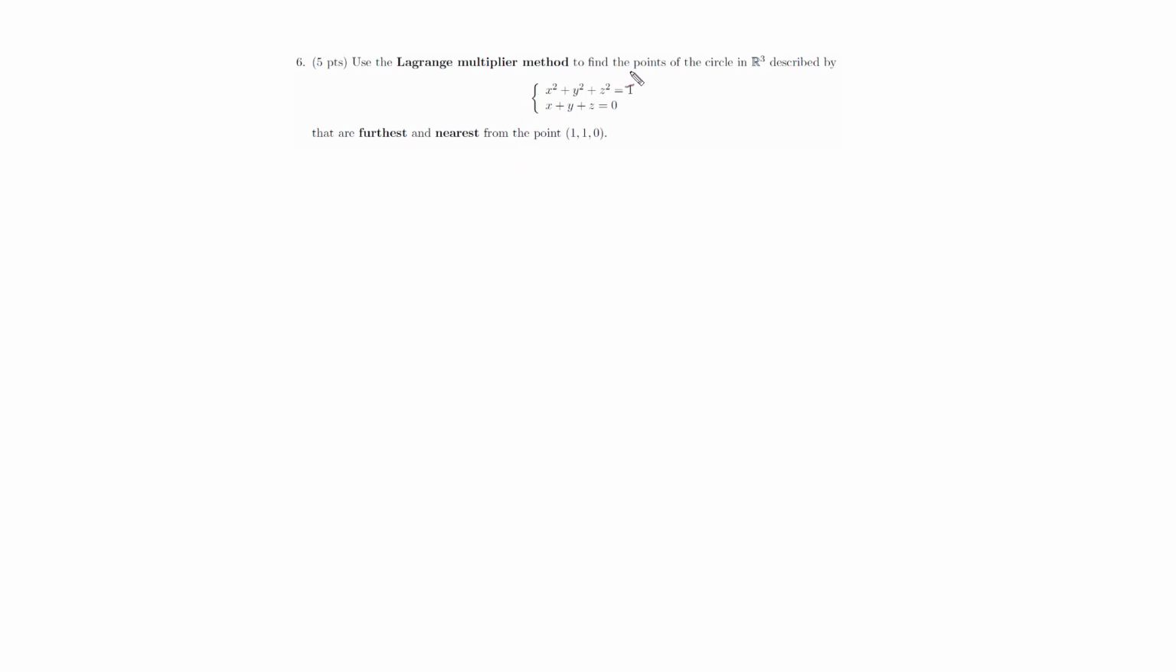But you can clearly see that this is indeed a circle, because this is the equation of a sphere in our cube. This is clearly the equation of a plane in our cube. So the intersection of both is a circle. Okay, so we have to find the points of this circle that are furthest and nearest from this point over here. So as usual, try to do this by yourself and push the pause button.